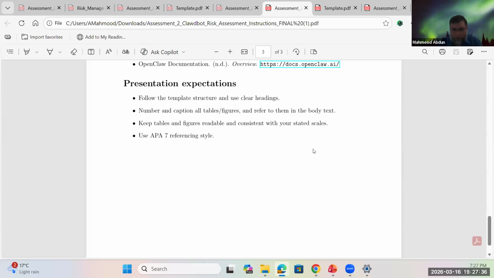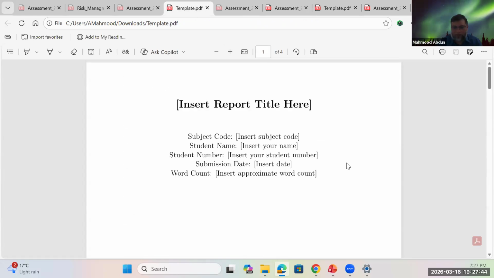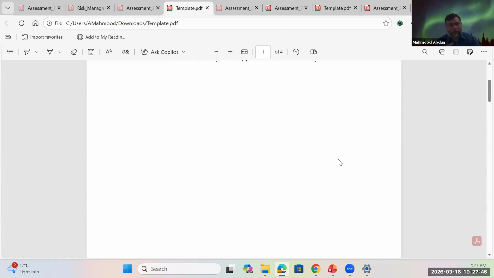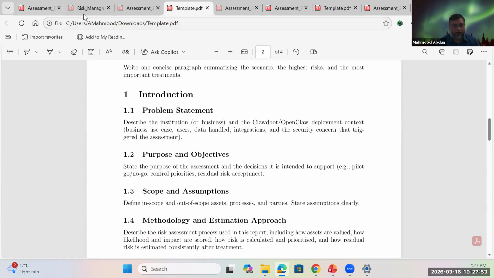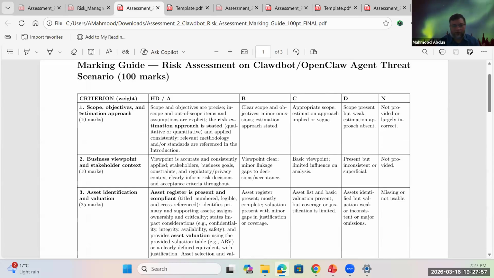Okay. Make sure that you're particular about the structure. So here is an example of the template. I provided this template because I don't want many of you to do it differently. This closely aligns with the marking rubric as well. Let's see the marking. This is the marking rubric. You can see there are a few criteria. Basically, the questions you're asked in the assessment are reflected in the criteria.